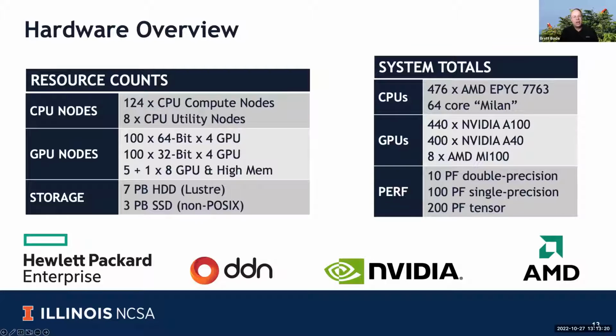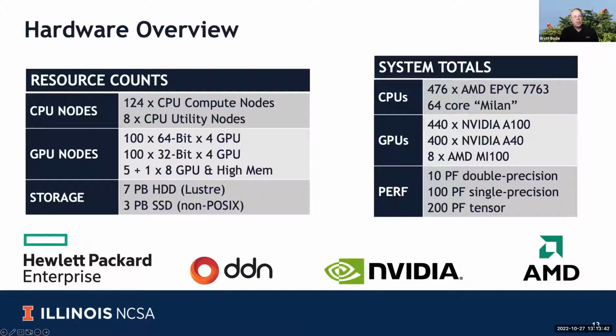We haven't explicitly called them our large memory nodes per se, but they more or less meet the qualifications that most other sites use for that sort of thing. We also have, as I mentioned, a number of CPU nodes. So we have 124 dual socket CPU nodes.